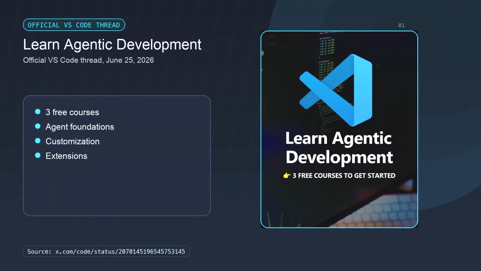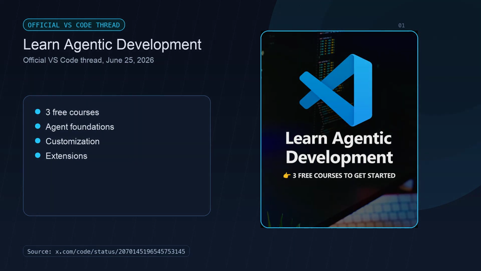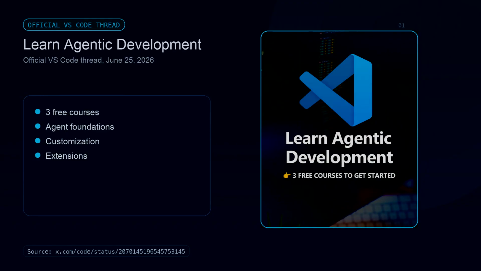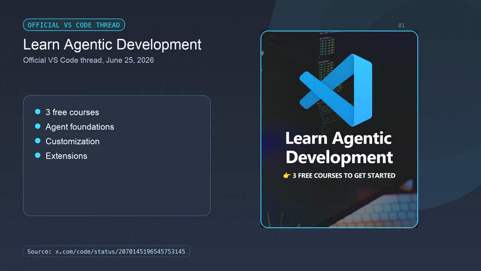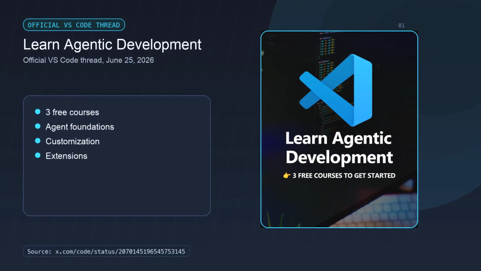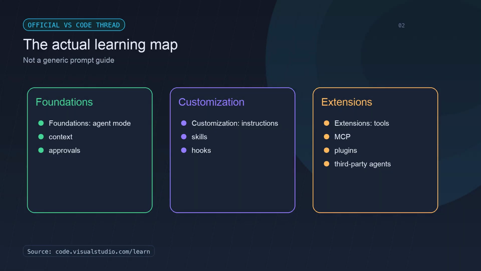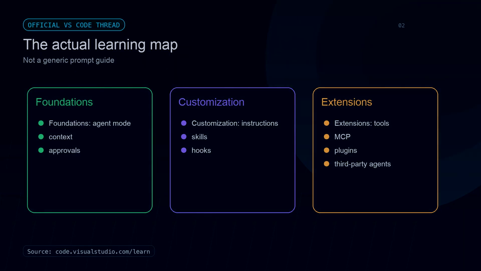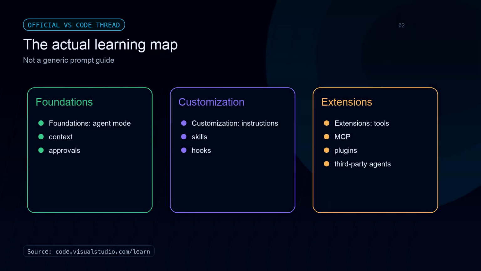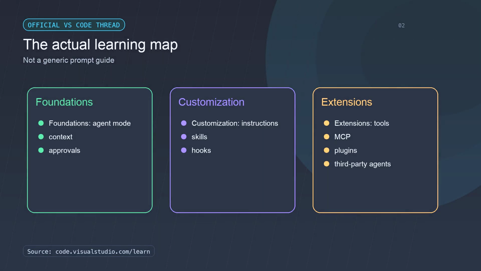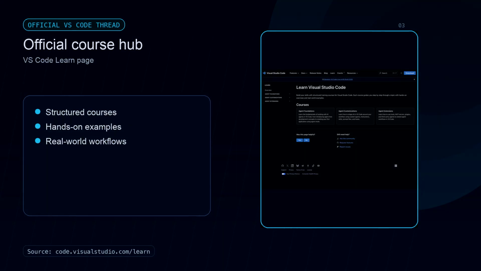VS Code just dropped 3 free courses for agentic development. Not another vague agent hype post. This is a structured path from the official VS Code team for learning how to direct agents, customize them, and extend them with tools. If you already work with Codex, Claude Code, Gemini, Cursor Agent, or your own current setup, the goal is the same: make the agent useful without giving up local control.